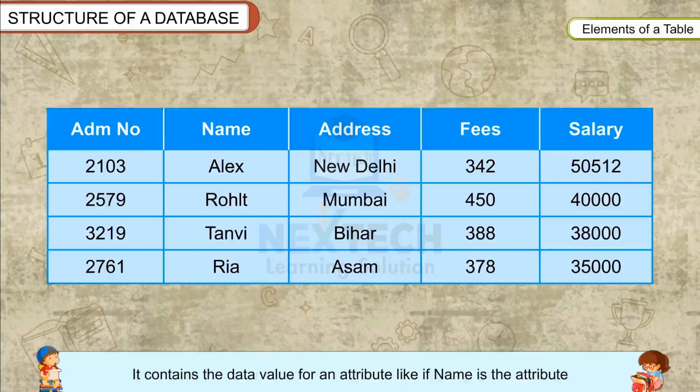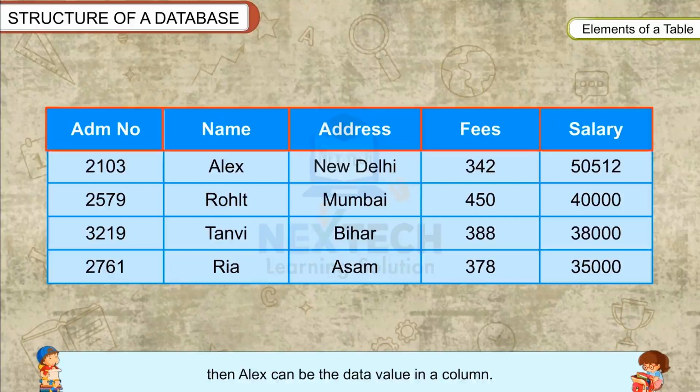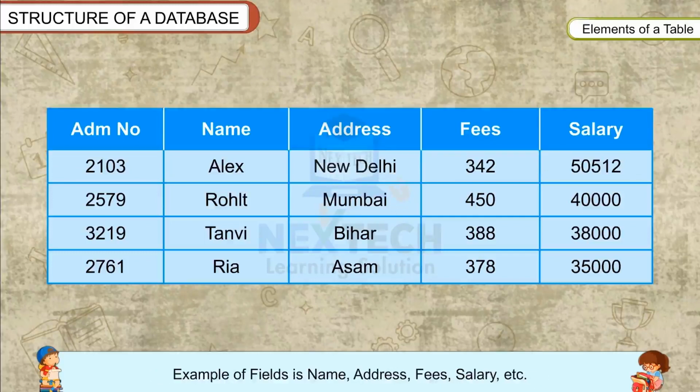A field contains the data value for an attribute. Like if name is the attribute, then Alex can be the data value in a column. Similarly, this column can contain other names for other rows. Examples of fields are name, address, fees, salary, etc.